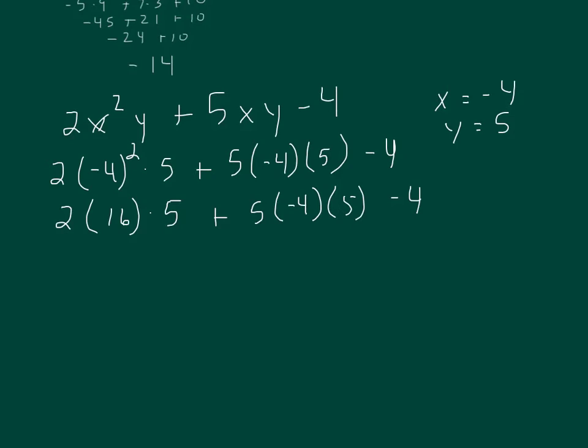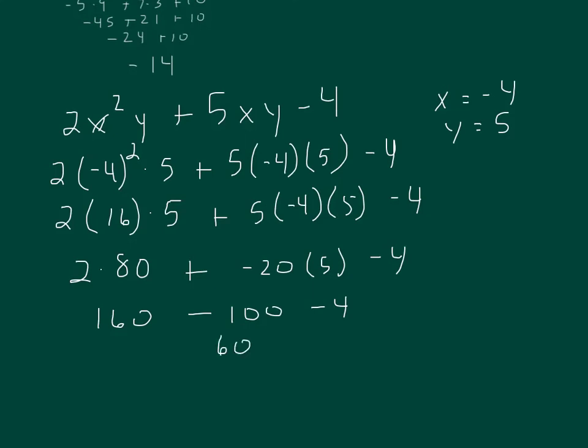Now let's do some multiplication. I'm going to do the 16 times 5 first. That's going to be 80, times 2 is 160. Plus 5 times negative 4 is negative 20, times 5 is negative 100, minus 4. 160 minus 100 is 60, minus 4, and that'll give you 56. Hopefully you got that.